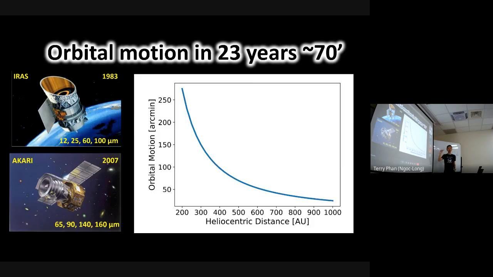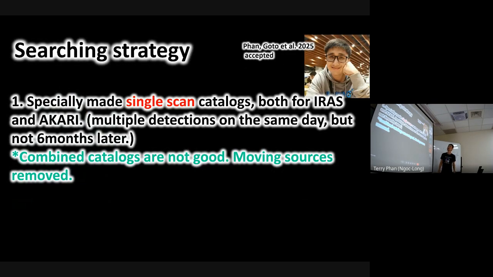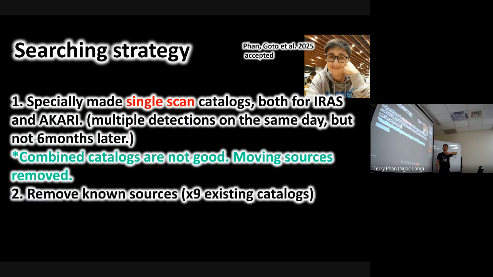Okay, so Terry needs to find a pair of objects separated by something like 70 minutes. Okay, then this is what Terry did. Terry specifically made a single scan catalog. That's the only good thing Terry did.